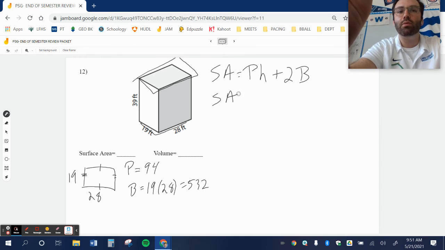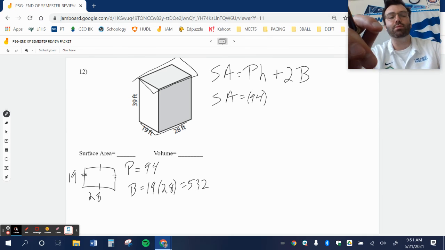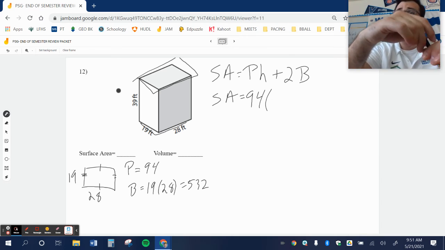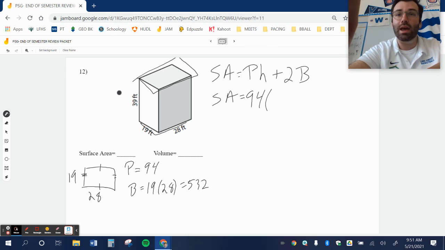Well, this is why I did all that work on the bottom left there. The perimeter of the base I know is 94. The unused side length. So this is how I like to think about it. The side that I did not use yet is that 39. 39 is the height of our shape. Not the height of our base, it's the height of our shape. Right? It's the only number we haven't used yet. So I say, oh, I didn't use 39, got to use it at some point. Let's put it in for our height. Plus 2 times the area of the base, which is 532.